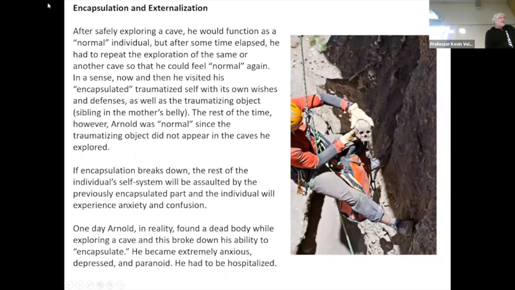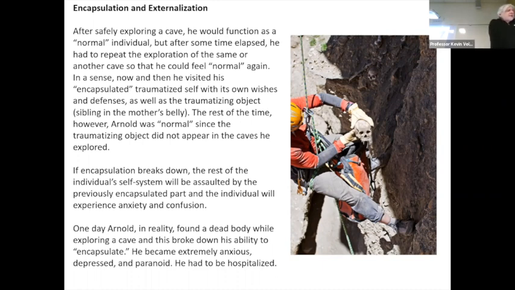Okay. Unfortunately, what happened with him is after safely exploring his cave, he would function as a normal individual. But after some time elapsed, he'd have to repeat the exploration of the same or another cave so he could feel normal again. In this sense, he visited his encapsulated, traumatized self with its own wishes and defenses, as well as the traumatizing object, the sibling in his mother's belly. The rest of the time, however, he was normal, since the traumatizing object did not appear in the caves he explored. So this encapsulation and externalization can become a form of acting out. So in this case, acting out by going to these caves.